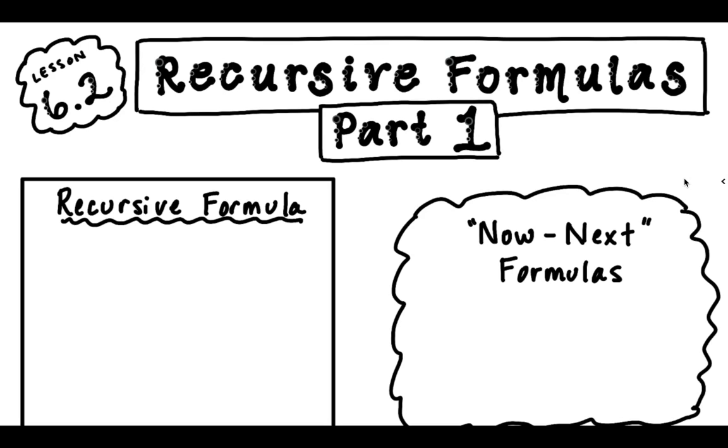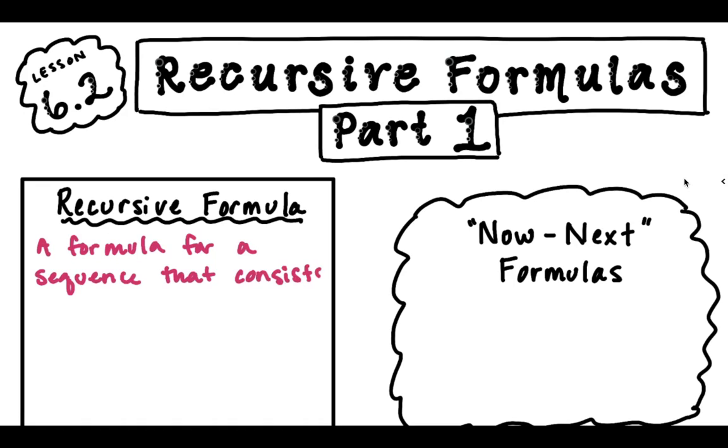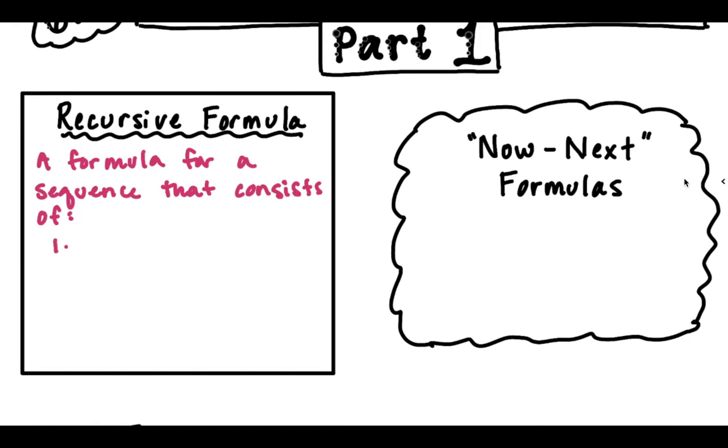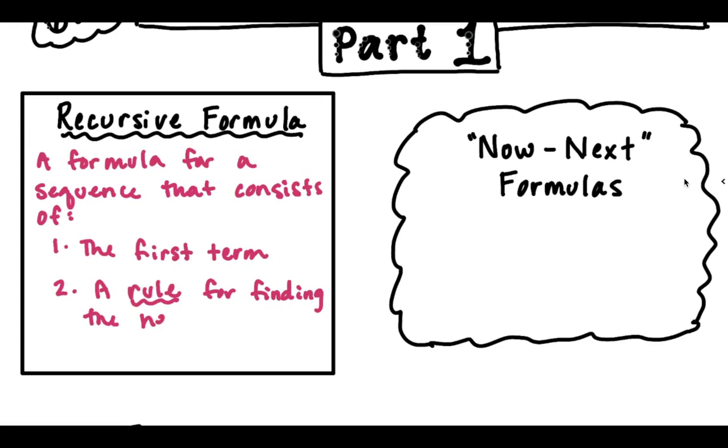What is a recursive formula? A recursive formula is a formula for a sequence that consists of two parts: one, the starting term of the sequence, so the first term of the sequence, and two, a rule for finding the next term using previous terms.